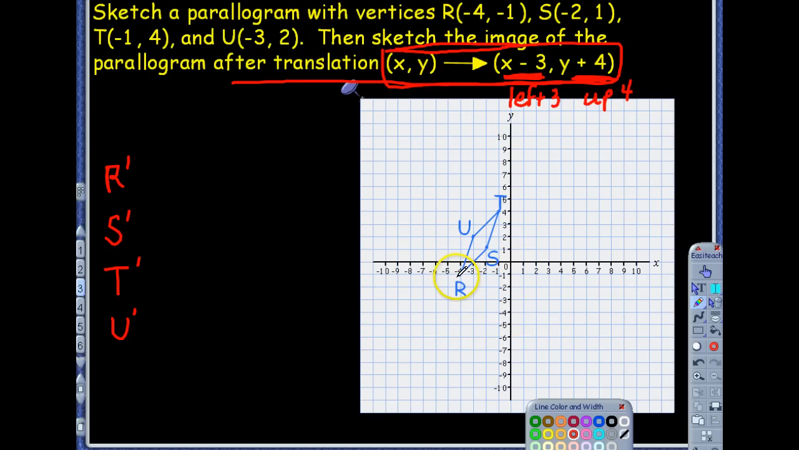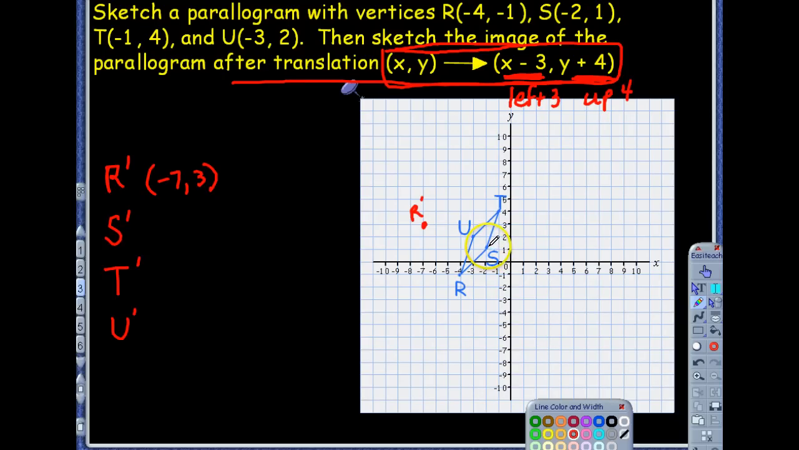So if I'm starting at R, let's just start with the R because that's the first one. If I go left 3, 1, 2, 3, and up 4, 1, 2, 3, 4, this should be my R prime. So I'm going to go ahead and write down my coordinates real quick. So it's at -7, 3. Thank you for helping me there. You're welcome. Like my eyes aren't as good as they were when I was younger. I think I have a better vantage point right now, too.